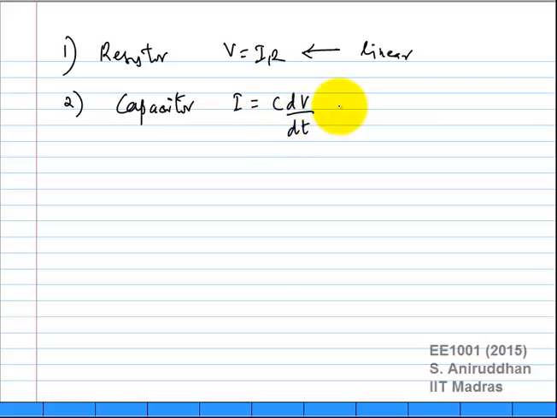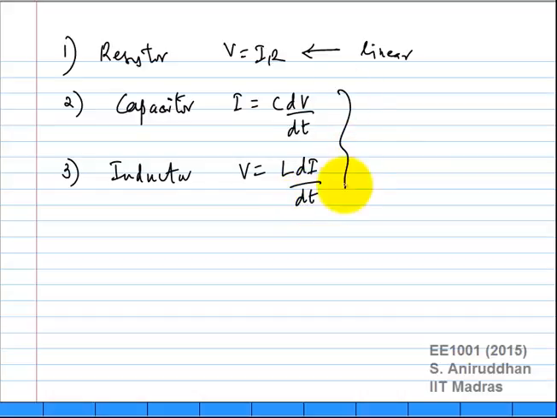What about a capacitor or an inductor? Are these linear elements? In other words, is the differential operator a linear operator? It is. You can apply the superposition principle, both principles, and confirm it for yourself. So both the inductor and the capacitor are also linear elements.